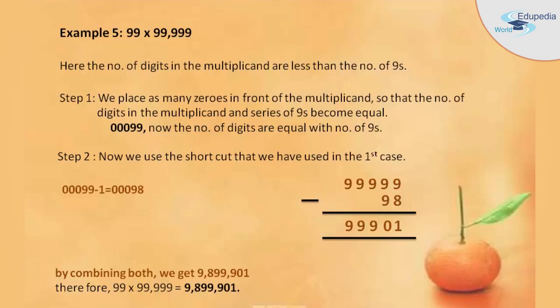I hope you have understood how to use this case number 2 shortcut and also case number 1 shortcut. The only thing you have to keep in mind is, if the number of digits in the multiplicand is equal to the number of 9s in the series of 9s, we use case number 1 shortcut. And if the number of digits in the multiplicand is less than the number of 9s, we use case number 2 shortcut.